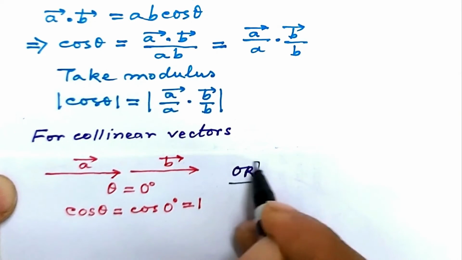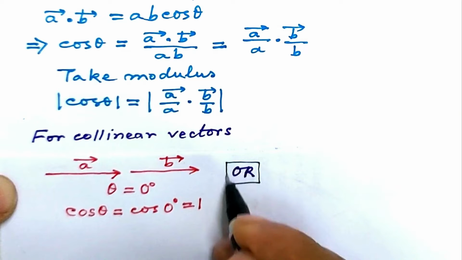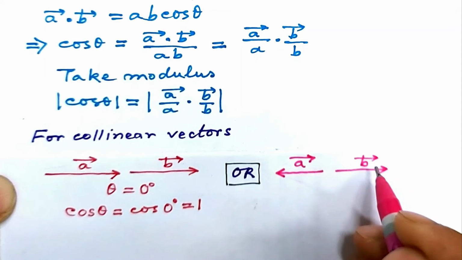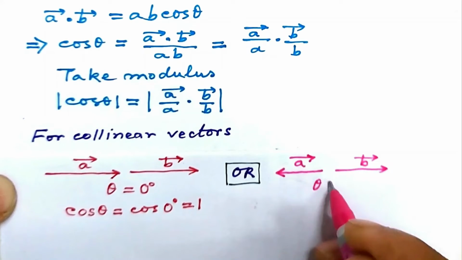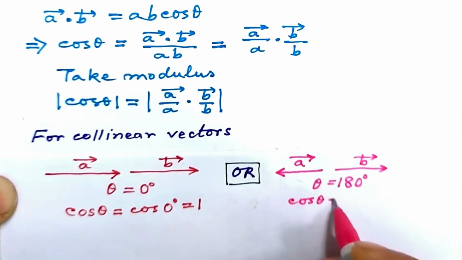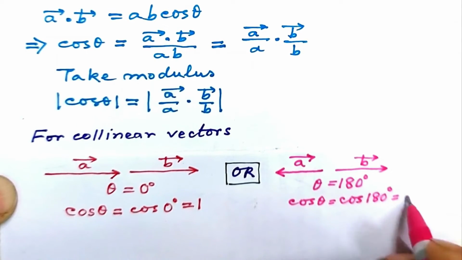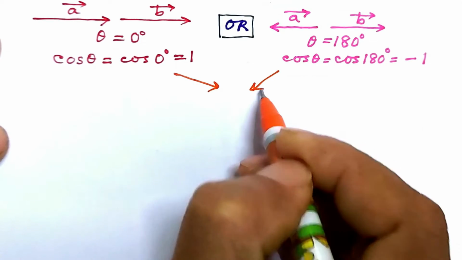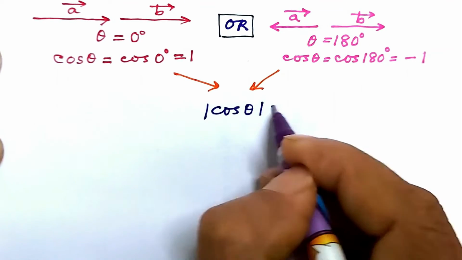Collinear vectors can also be represented differently. Say this arrow is vector A and this arrow is vector B. So the two vectors, vector A and vector B, are oppositely directed, opposite direction and sense, but are collinear. They are on the same line. Obviously, angle between them is 180 degrees. So cos theta equal to cos 180 degrees equal to minus 1. Whatever the case be, in both the cases, mod of cos theta is 1.